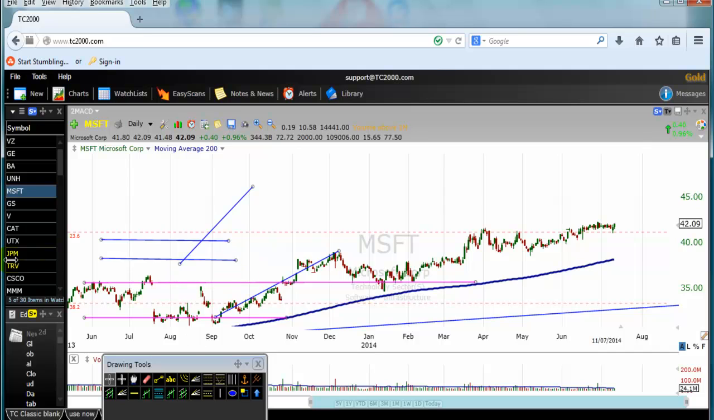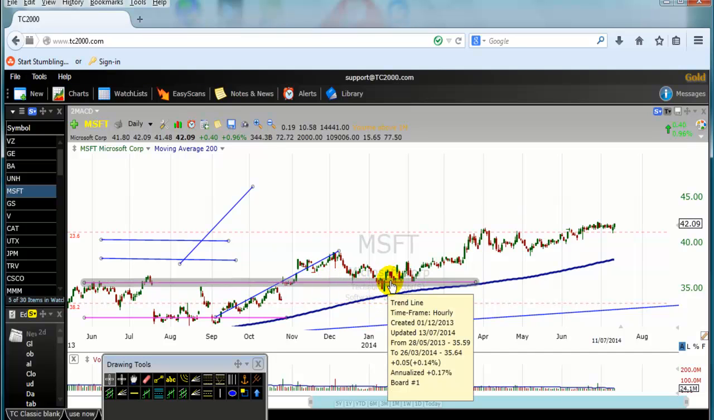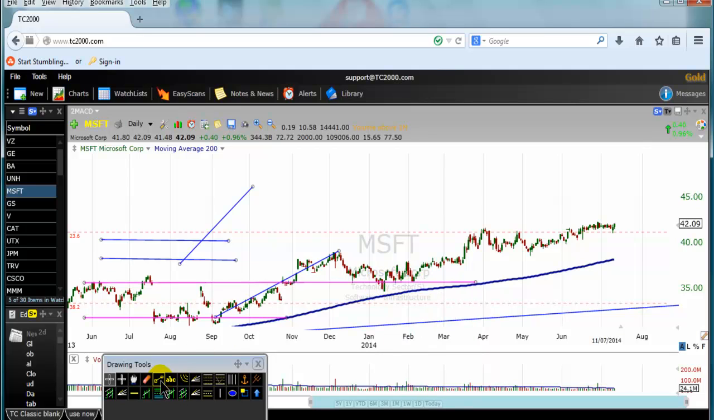So at the time when the price is retesting the upper side of the consolidation zone, we want the moving average, this is the simple moving average 200, the thick blue line here, to be near the upper side of the consolidation. So, breakout.